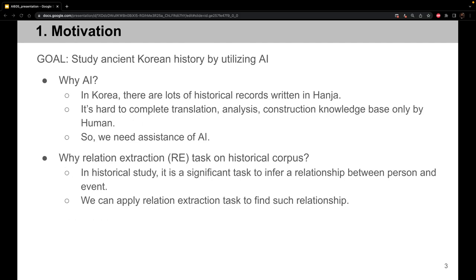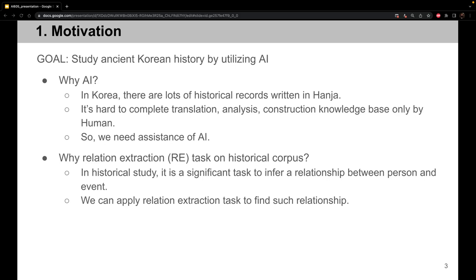First, my goal of the research is to study ancient Korean history by using AI. Actually, in Korea, there are huge historical records written in Hanja, including annals of Joseon Dynasty, so-called Joseon Wangjo Sillok, and diaries of the royal secretariat, so-called Seungjeongwon Ilgi. Because of the size of the corpus, it requires a tremendous time if only human experts translate and analyze all the text and build a knowledge database. Therefore, this technique needs AI models to accelerate the speed of understanding the historical records.